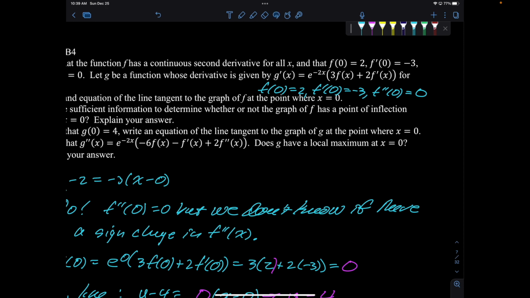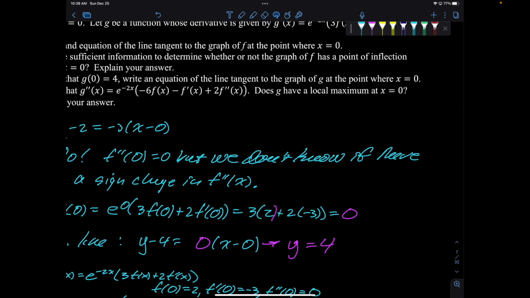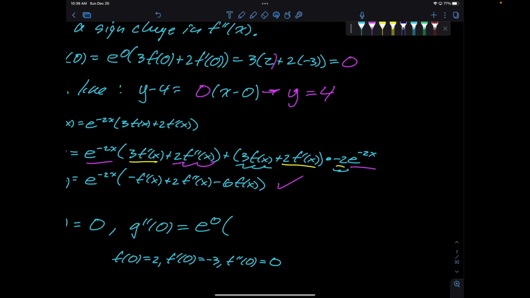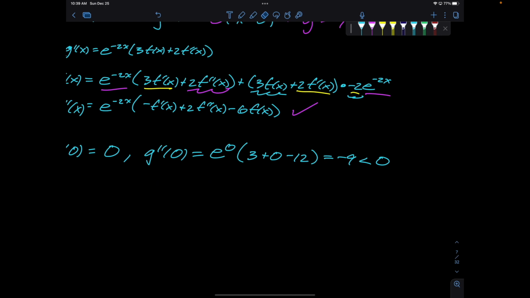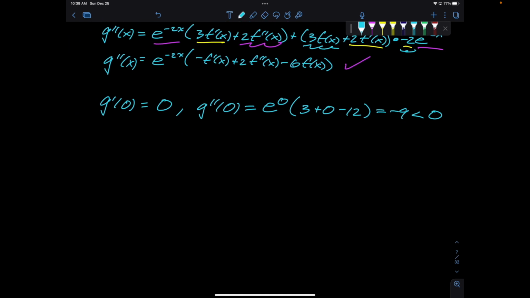Okay, let's bring these down here, just so we can look at them while we plug in, right? So it's going to be negative f prime, so 3, 2 f double prime plus 0 minus 6f, so minus 12, which is negative 9, which is less than 0. Let me erase these, get out of the way. Okay, so since g prime of 0 is 0, g double prime of 0 is less than 0.